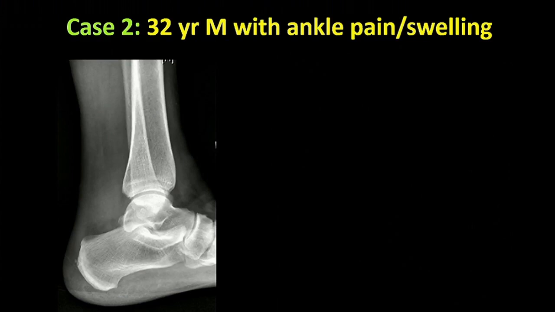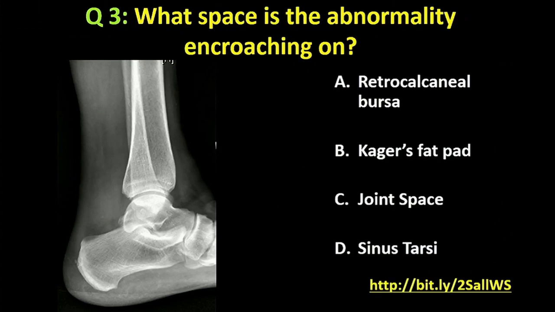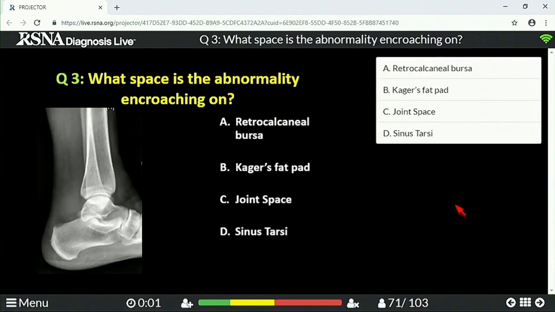This is a 32-year-old male with ankle pain and swelling. And I'm not going to tell you any more about that, but next question is, what space is the abnormality encroaching on? Is it the retrocalcaneal bursa, Kager's fat pad, the joint space, or the sinus tarsi? So let's get your devices loaded up. Go ahead and start answering.